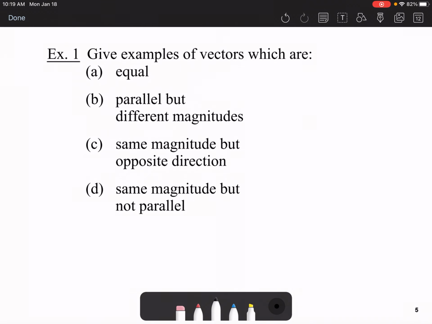So let's give some examples of vectors that are equal. We're going to draw two vectors that are equal for part A. They don't have to be in the same location.